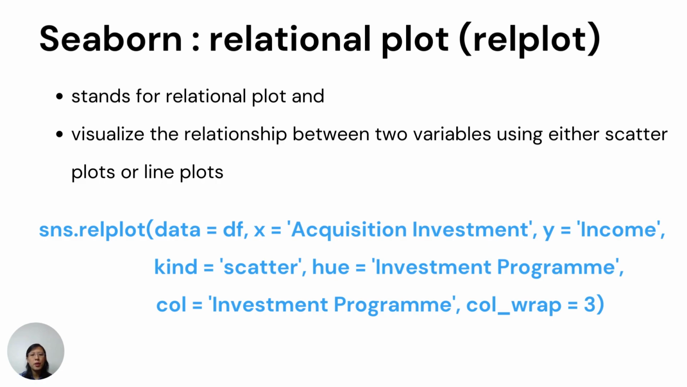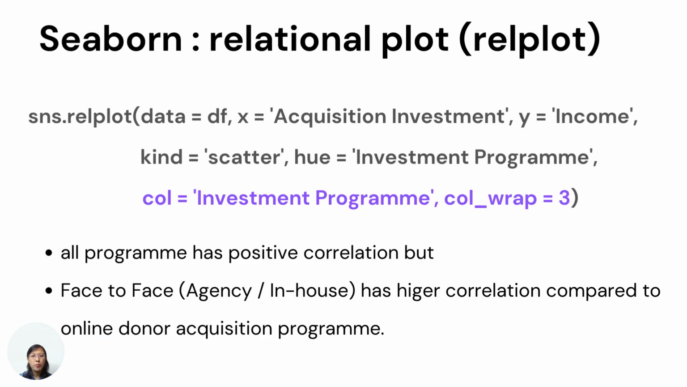So, for example, in our case, we have 5 programs. If we use column investment program, these 5 programs will be drawn in parallel. But what we want to do is wrap them, right? We want to wrap that into 3 so that the first 3 programs are shown in one row and then the other 2 programs are shown in the second. So we have to set the parameter column wrap to be 3.